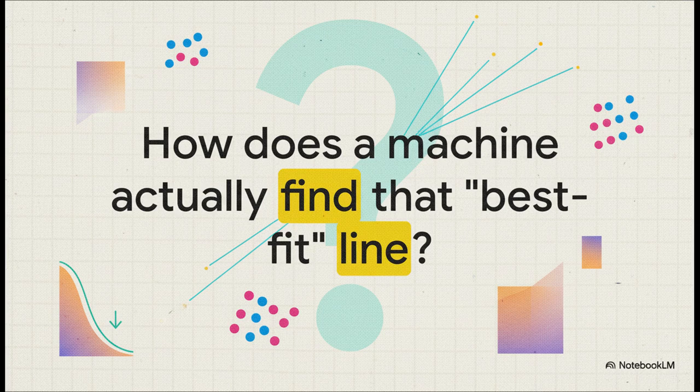And that brings us to one last really interesting question. We've been talking this whole time about drawing that best fit line, but how does a machine actually find it? I mean, how does a computer know exactly where to draw that line to make it the best one? How does it mathematically sort through all the infinite possibilities to pick the perfect one?